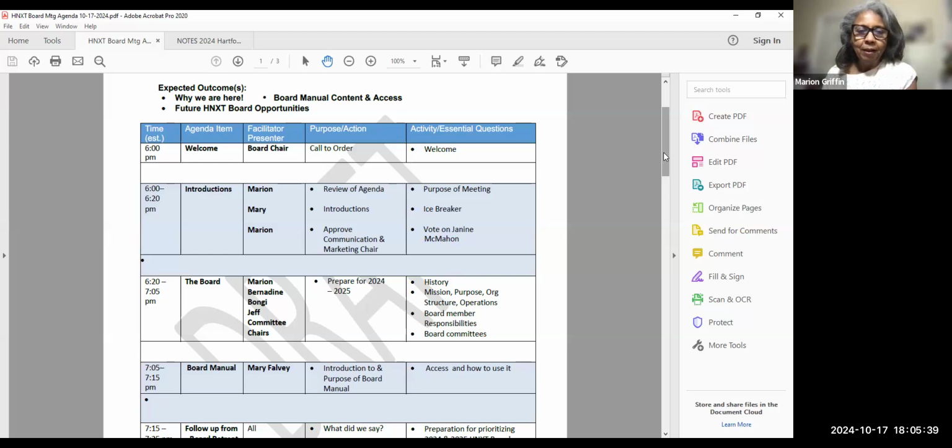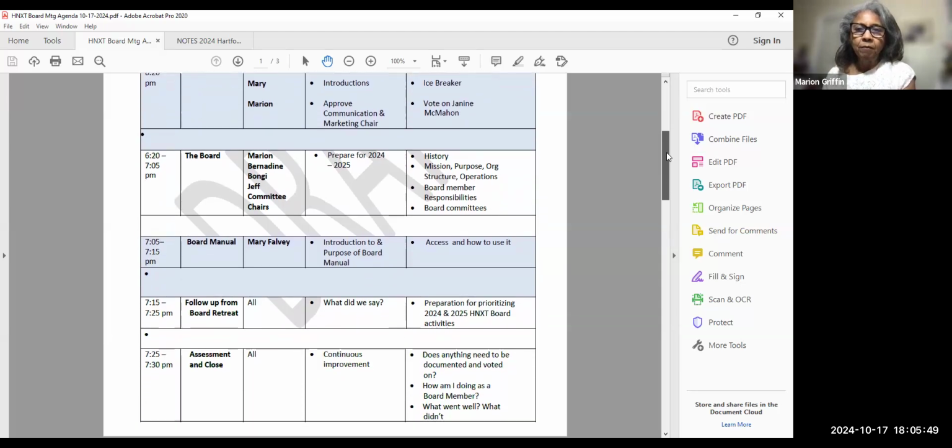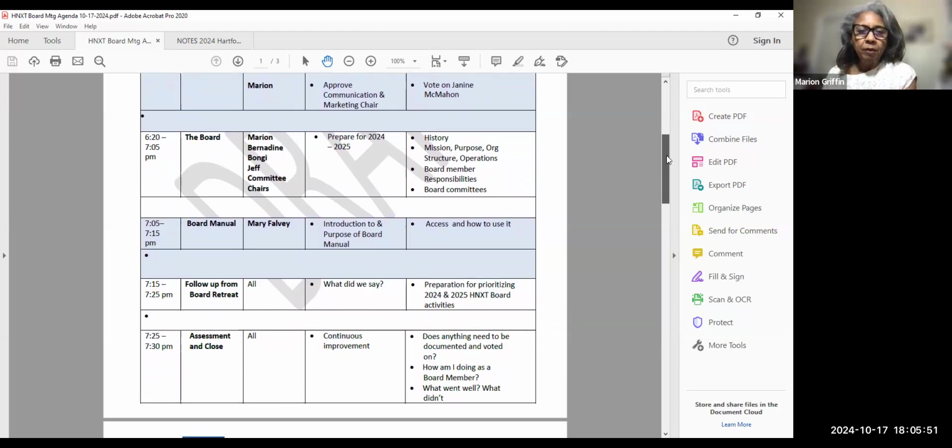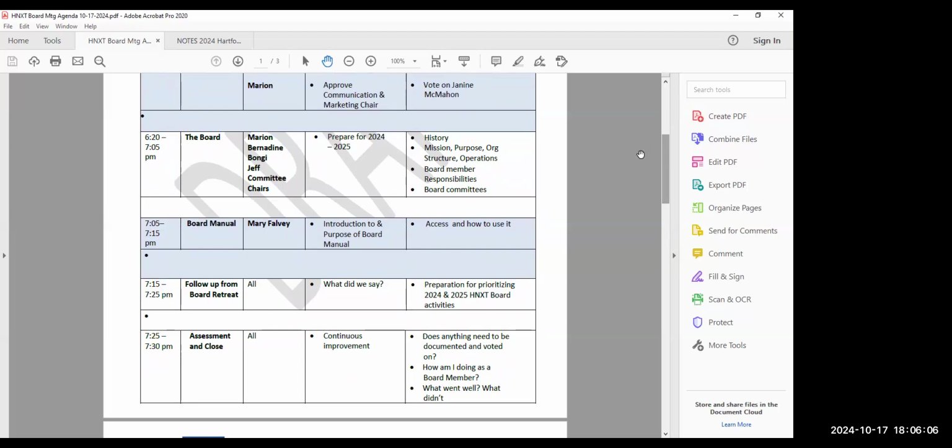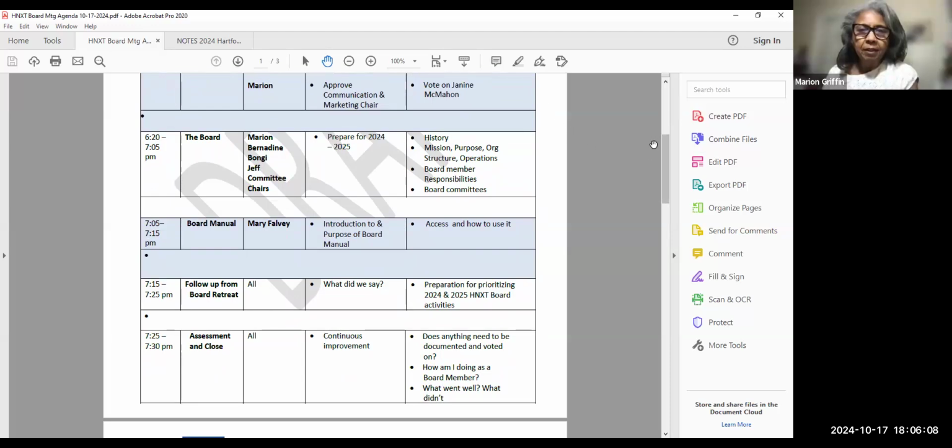And then we will follow up with Mary showing us the board manual and how to access it. And then we will conclude with a review of the board retreat summary. We had a board retreat on March 2nd as a prelude to what we're going to be doing in the ensuing board meetings. So with that, let's get started. Are there any questions about the agenda?